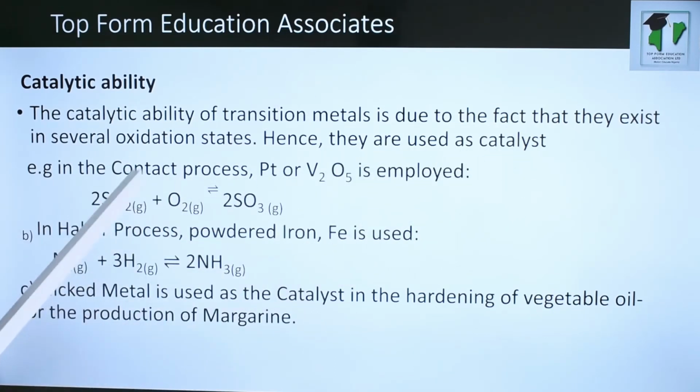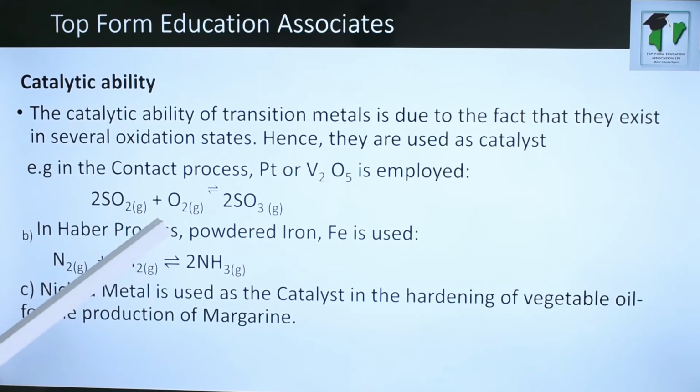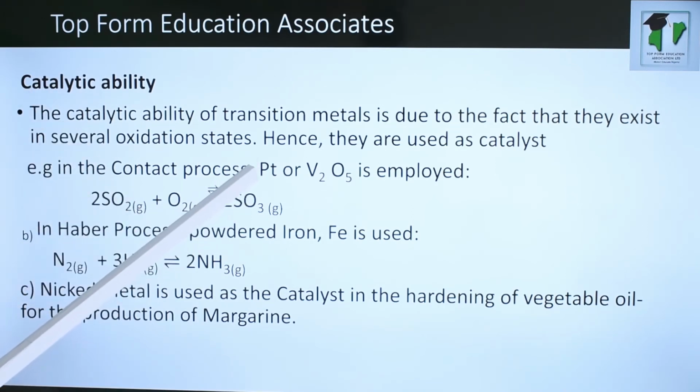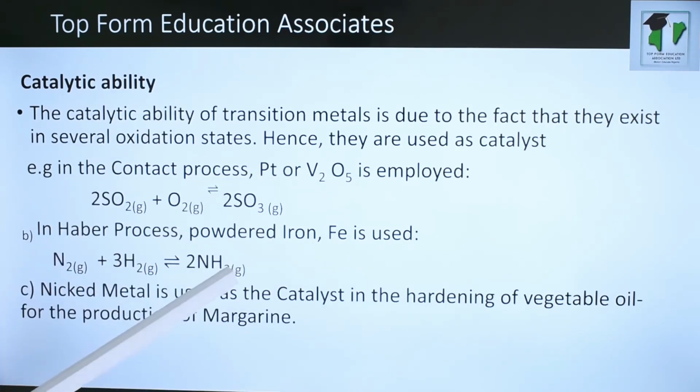For instance, a contact process that involves the production of sulfur 6 oxide, the process is called contact process, and a catalyst is used. The catalyst that is used in contact process is platinum, which symbol is Pt, or vanadium 5 oxide. Vanadium is a transition metal. So in this process, a catalyst is usually used, and the catalyst used must be a transition metal. So for contact process, platinum is used, or vanadium 5 oxide is used for the process.